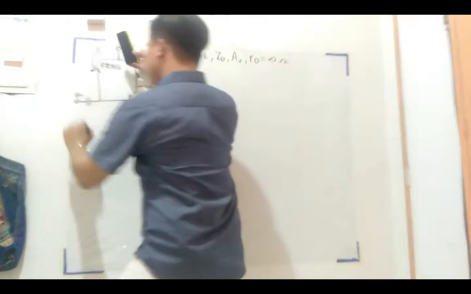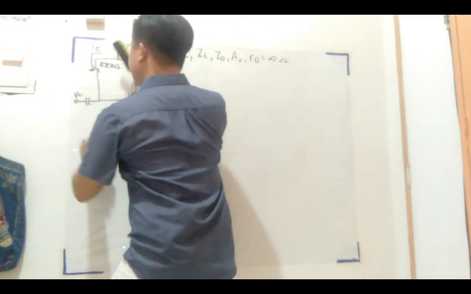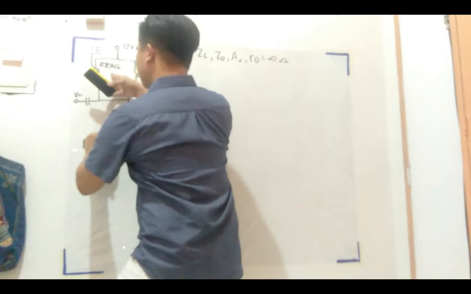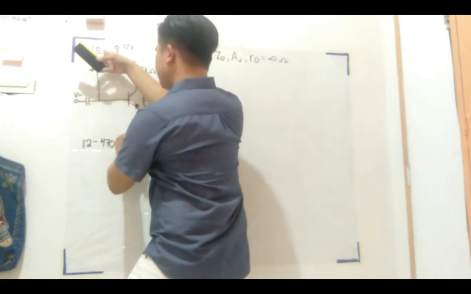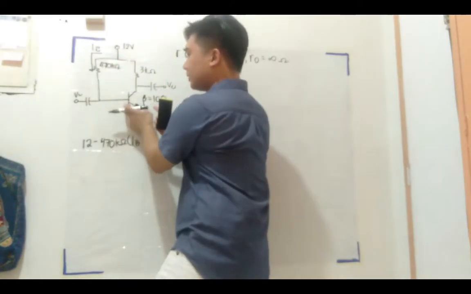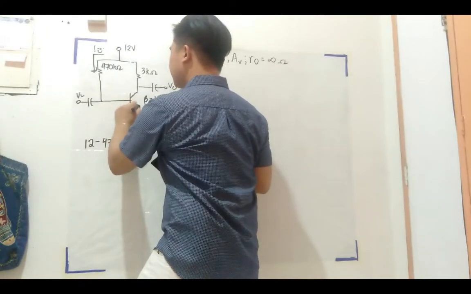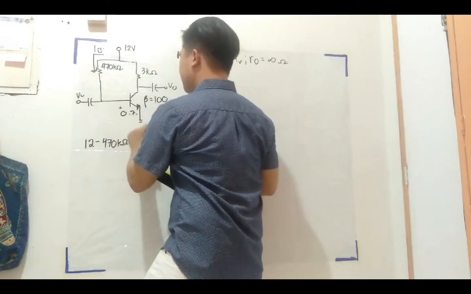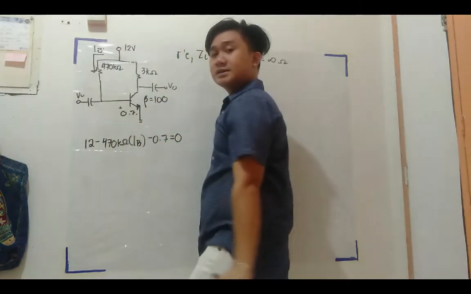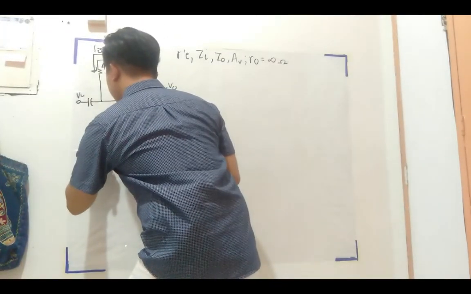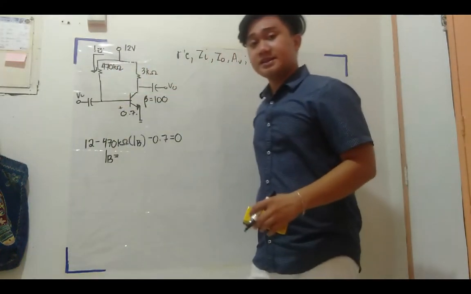Okay? So 12 minus 470 kilo ohms times, sino nadaan? Si IB. Tapos ano nga meron dito? Voltage drop na 0.7. So minus 0.7 bagsak sa ground equals sa 0. Now, kuhain ko muna si IB.